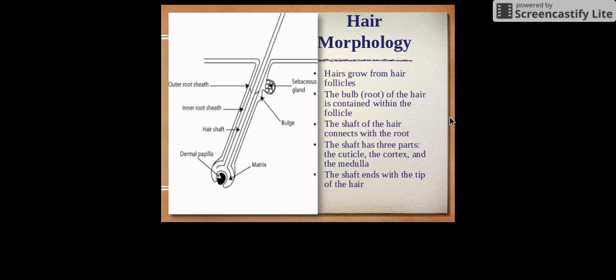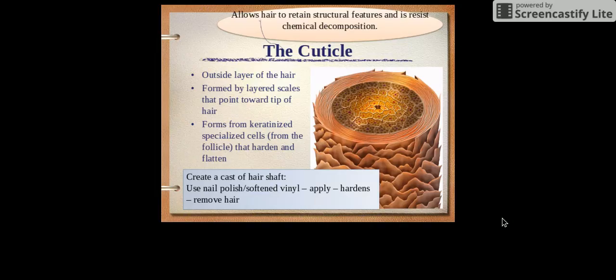So the shaft of the hair connects with the root, and the shaft has three parts, which we just discussed: the cuticle, the cortex, and the medulla. The shaft ends with a tip of the hair. So the ending of your hair, depending on how long that is, is what's considered the shaft end.